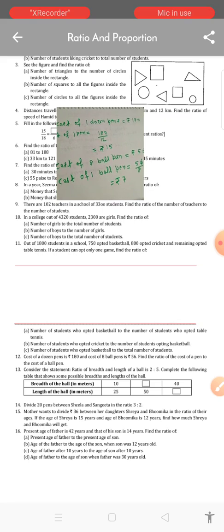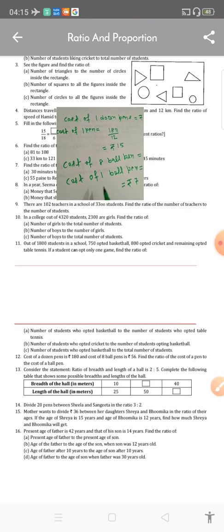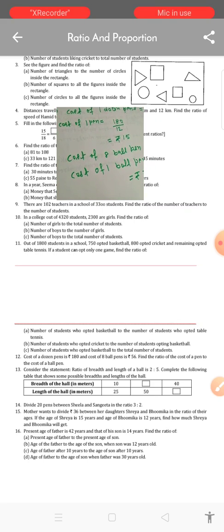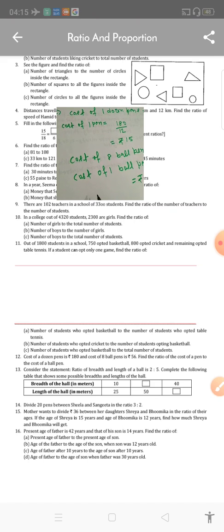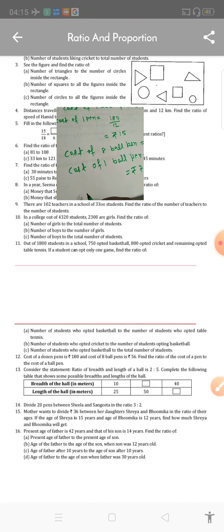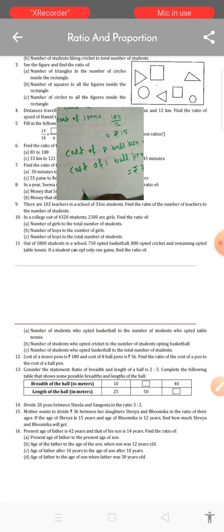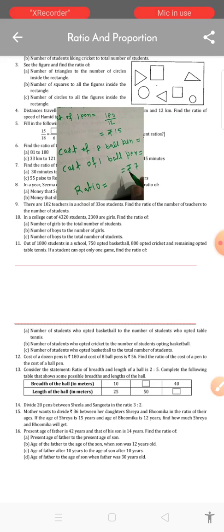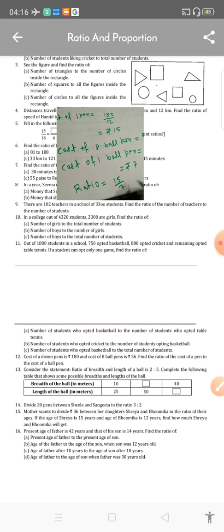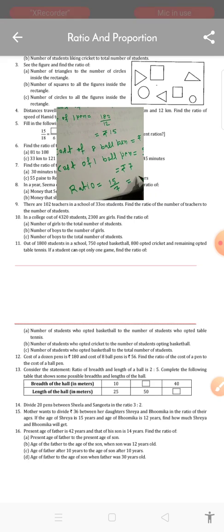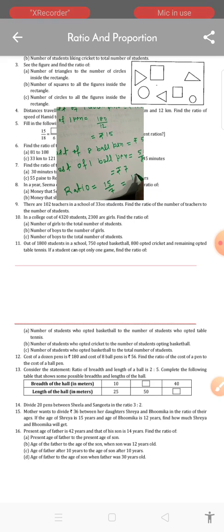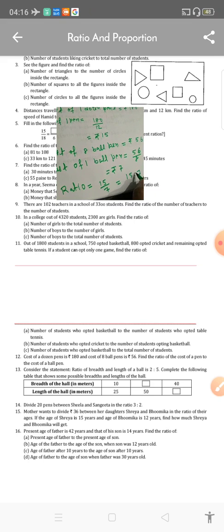Okay, now we find the ratio of the cost of 1 pen to the cost of 1 ball pen. This is our required ratio, equal to the cost of 1 pen, 15, by the cost of 1 ball pen, 7. So what is the ratio? 15 ratio 7. Clear?